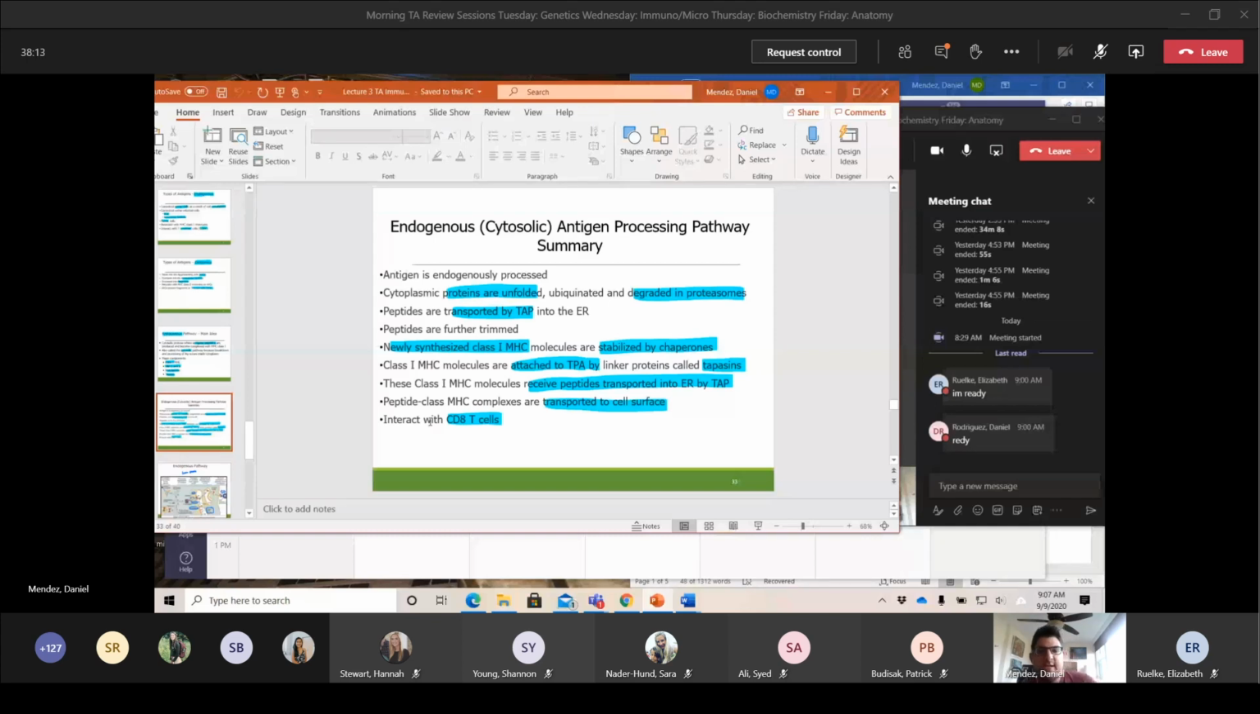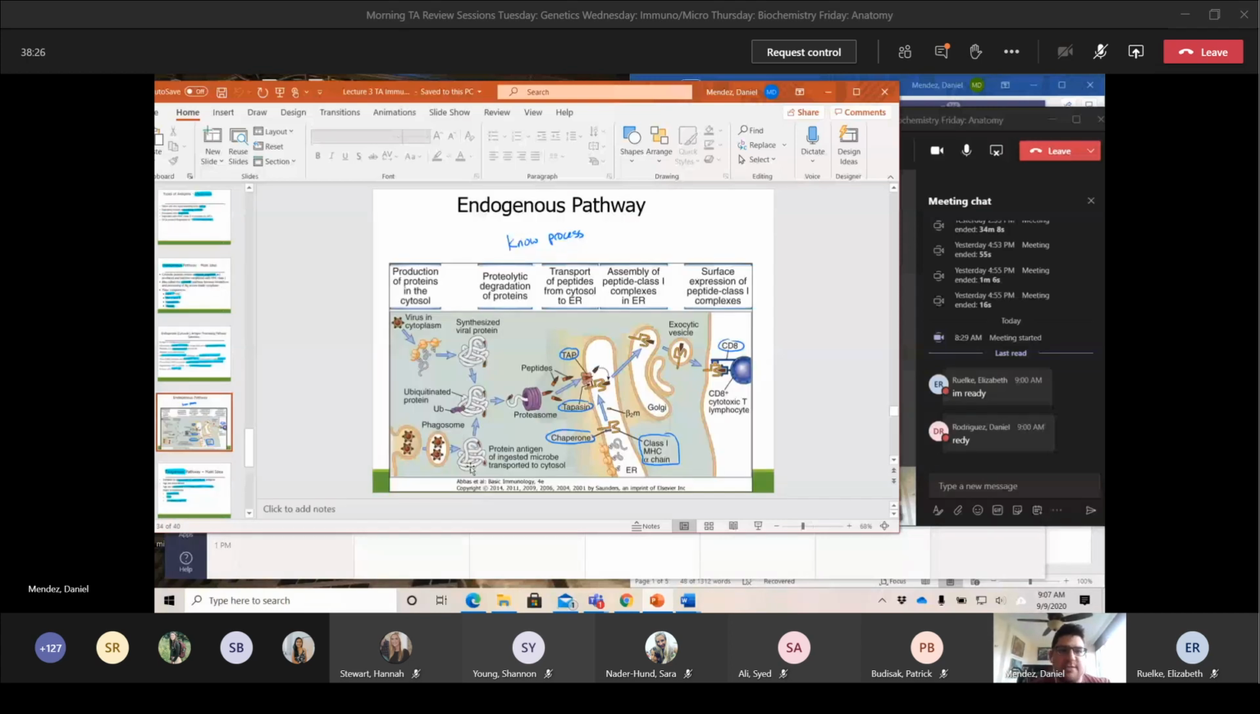So it is slightly confusing because it uses a lot of similar names. Make sure you really know TAP and tapasin interact to put the MHC class 1 on the cell surface. So here we have a diagram showing us this whole process.